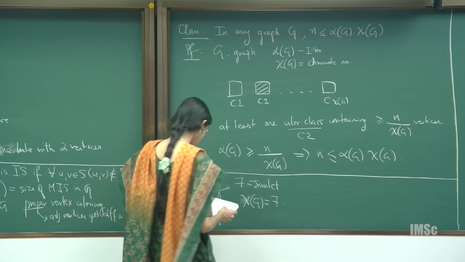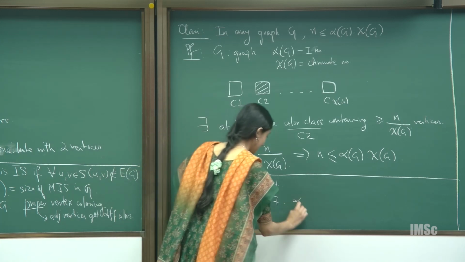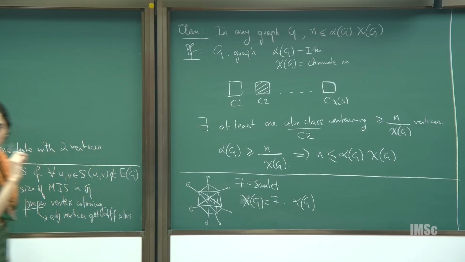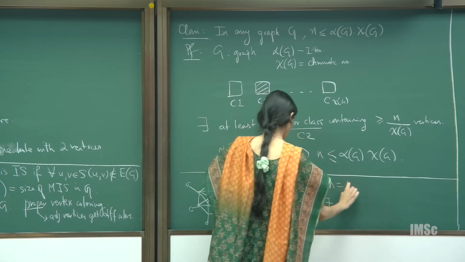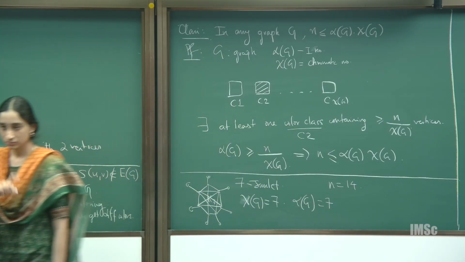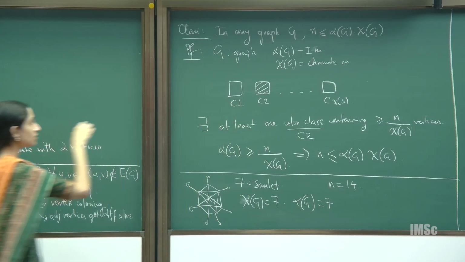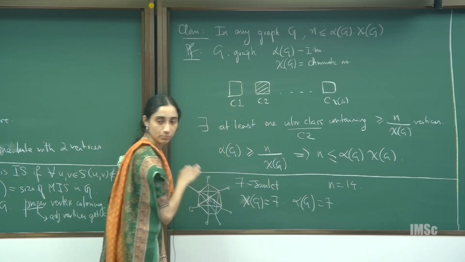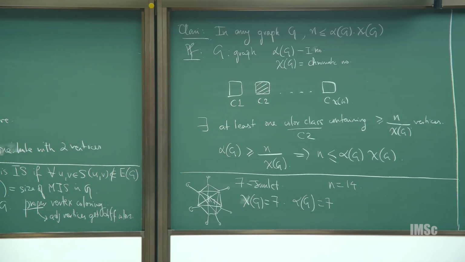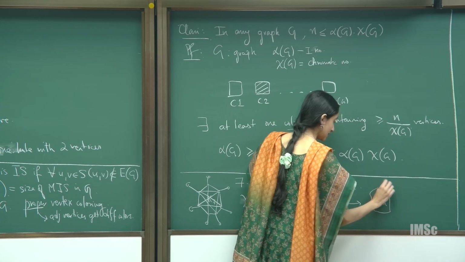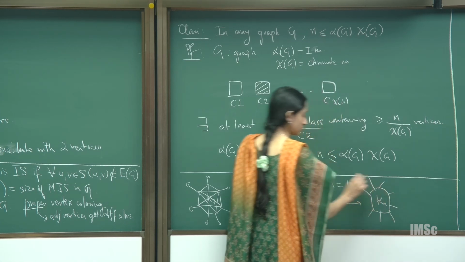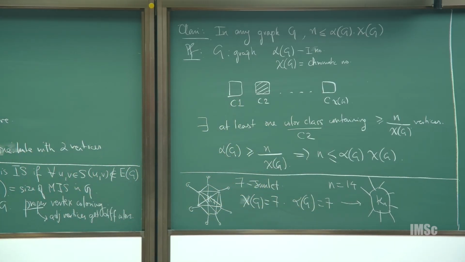Oh, I messed up. Yes, it is 7. What is n? n was 14. So what this gives you is actually much weaker than this example, right? This you can generalize to a K_n in the middle and then some rays. Is that okay?